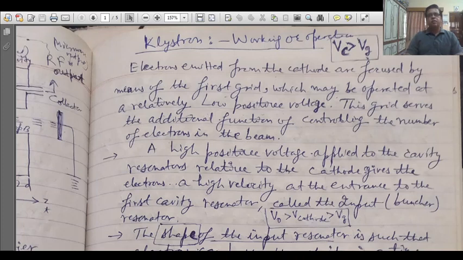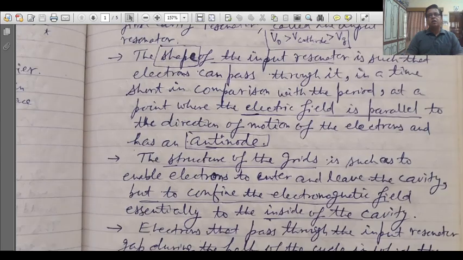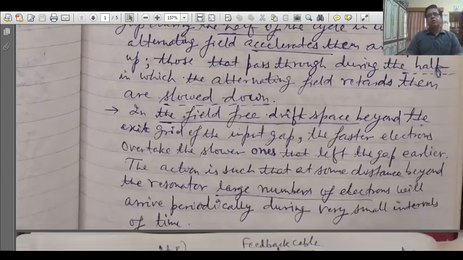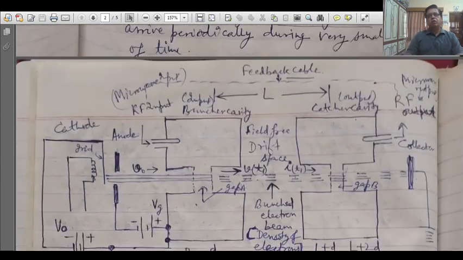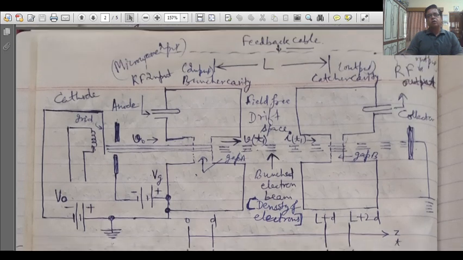Today's topic for M.Sc. final students is klystron working and operation. Today we continue from the last lecture, but we are trying to understand klystron working and operation in a larger view, so you can easily write your long answer for two cavity klystron working.